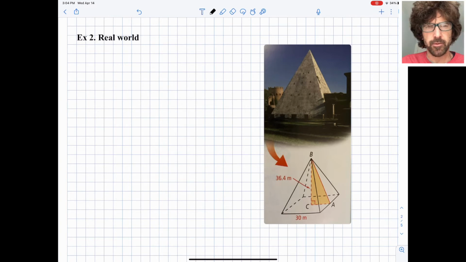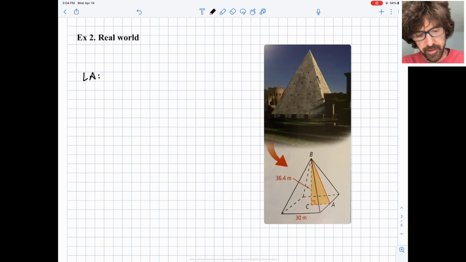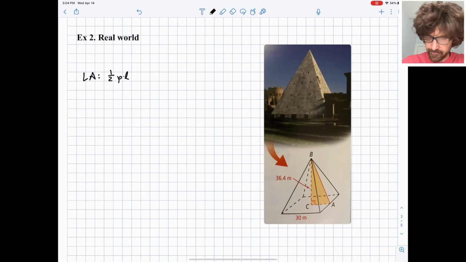Okay, so in any real world application, maybe we're thinking about painting or the amount of exposed brick on this pyramid, we wouldn't be considering the square base. So let's just find the lateral area of this pyramid. Remember that lateral area is 1/2 times P times the slant height. Okay, and so in this case it's 1/2.